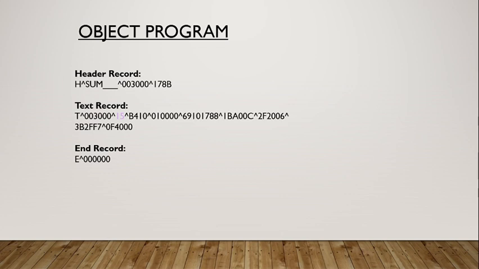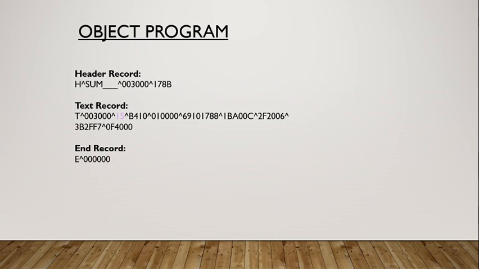Now let us generate the object program for this object code. The object program contains three records: the header record, the text record, as well as the end record. In the header record, column 1 contains the letter H indicating the header record. Then columns 2 to 7 indicate the program name, in this case SUM. Then columns 8 to 13 indicate the starting address of the program, which is 3000. Then columns 14 to 19 would be the length of the object program in bytes, which is 178B.